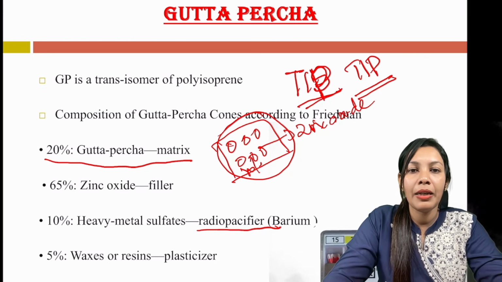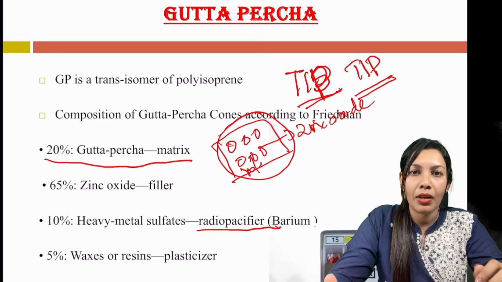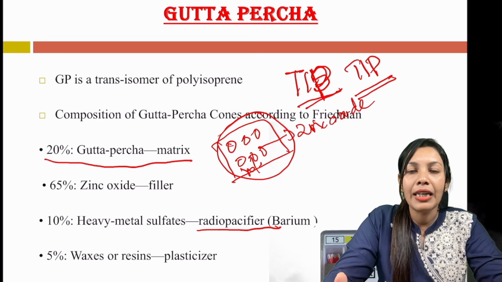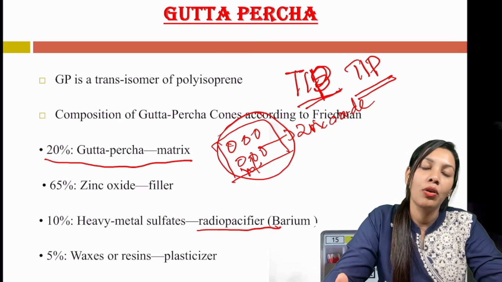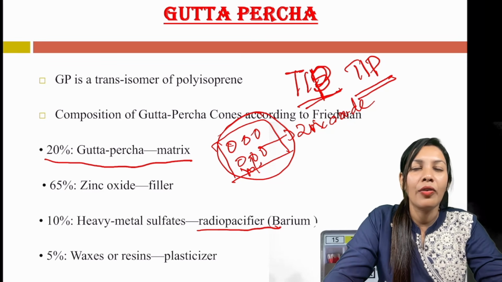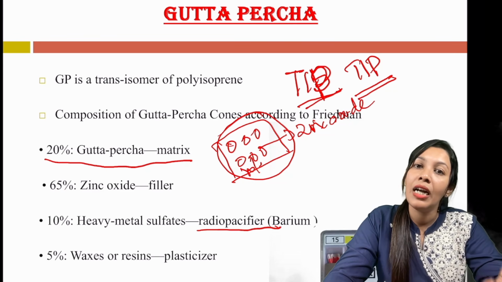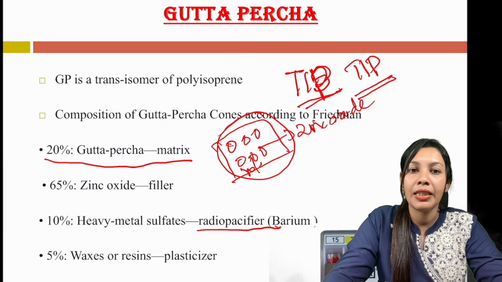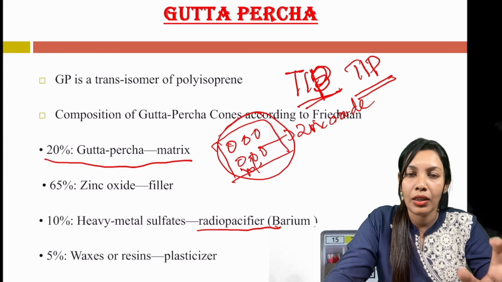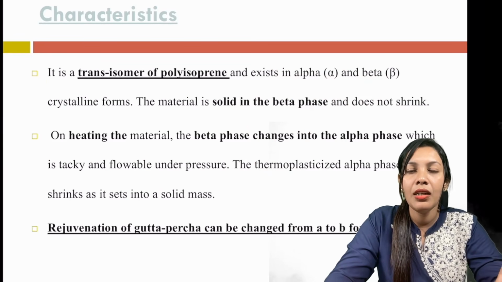The question might be: which is the ingredient that is present in the greatest amount in the composition of gutta percha? Don't get confused, it is not gutta percha, it is zinc oxide, which is present at about 65 percent. So coming to the characteristics of gutta percha.